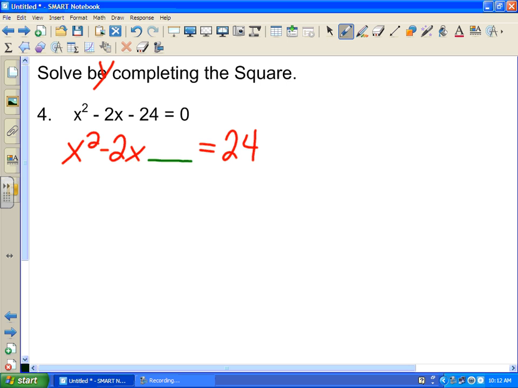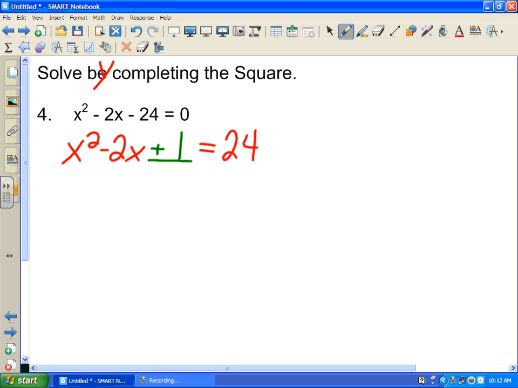Positive 1. How did you get that? You divide by 2 and square. So it's negative 2 divided by 2, squared. Negative 2 divided by 2 is negative 1. Negative 1 squared is 1.